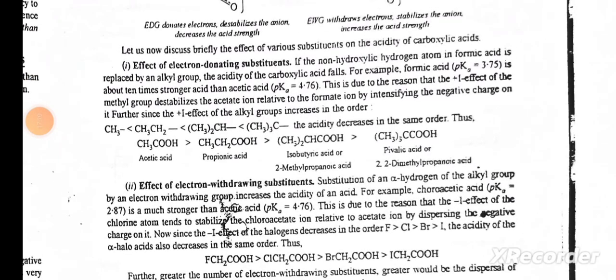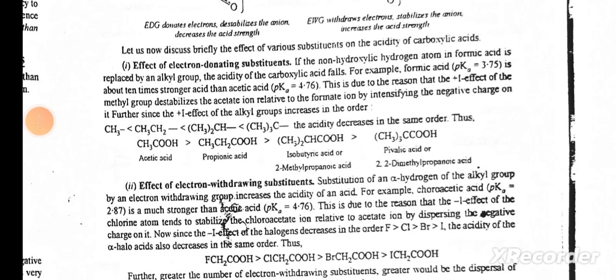Let us now discuss briefly the effect of various substituents on the acidity of carboxylic acids. Effect of electron donating substituents. If the non-hydroxylic acid hydrogen atom in formic acid is replaced by an alkyl group, the acidity of the carboxylic acid falls. For example, formic acid is about 10 times stronger than acetic acid.